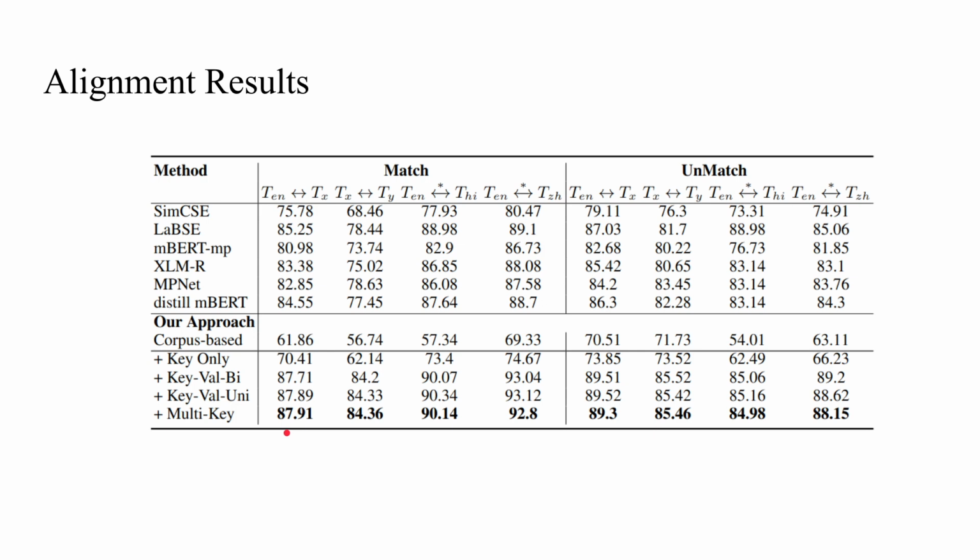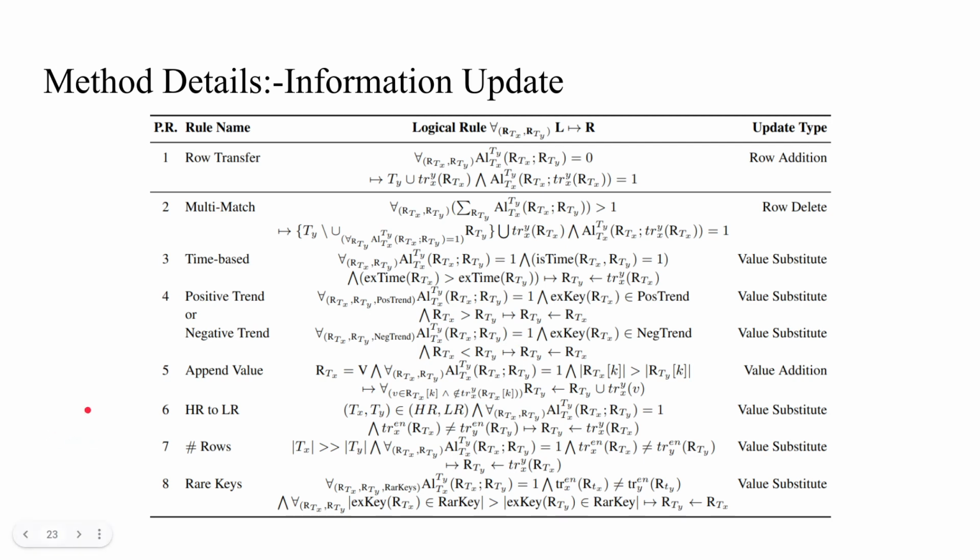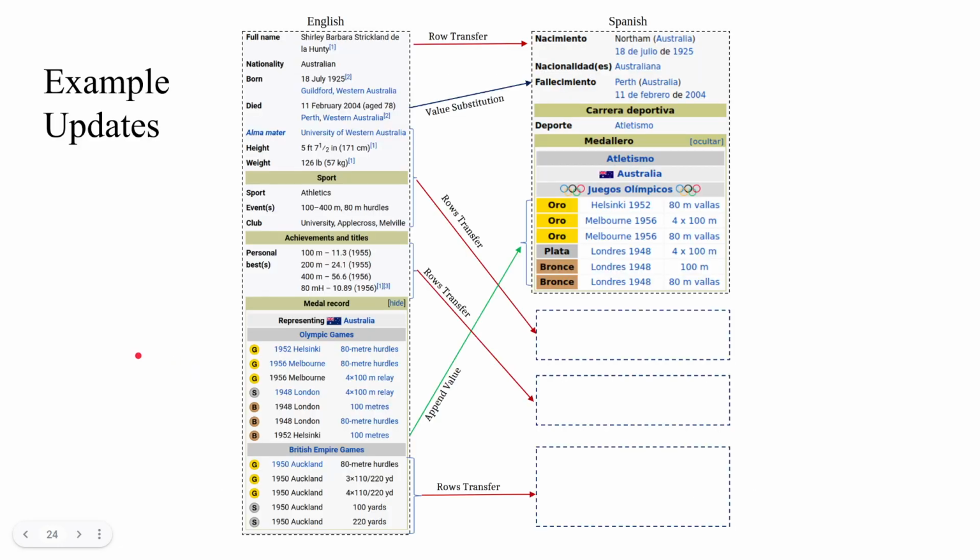Now, let's move on to our next stage, which is the information updation. We propose a rule-based method that uses alignments from the previous step to update the tables. We propose 9 major rules to dictate our updates, such as row transfer, time-based rules, etc. Now, let's look at an example update.